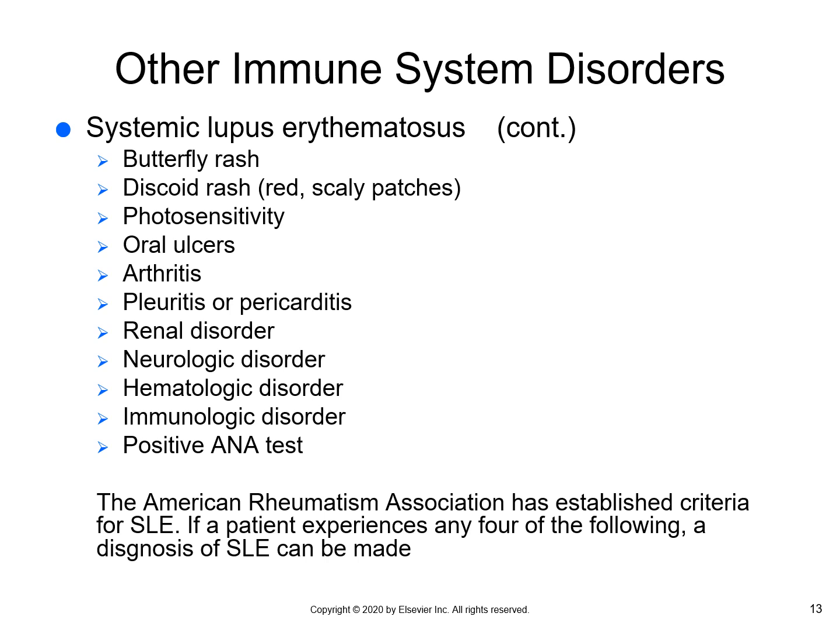This test is testing for an antibody, and if that is present, then that is an indicator of systemic lupus erythematosus. The American Rheumatism Association has established criteria for SLE. So to diagnose SLE, the patient will experience any four of the following that we did talk about, your signs and symptoms, plus the positive ANA test.